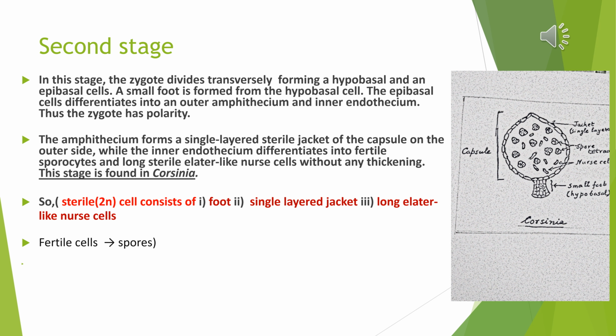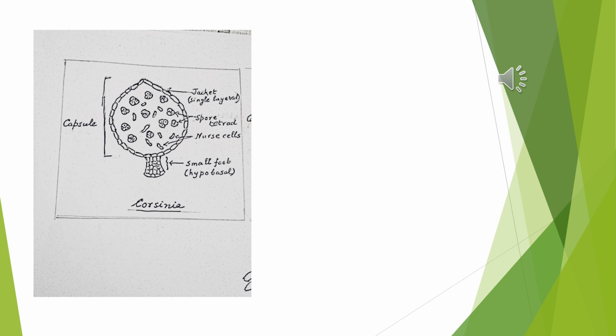Now the diagram of Corsinia. The sporophyte in Corsinia consists of a capsule and a small foot. The capsule has a single layered jacket on the outer side. Within the capsule are spore tetrads and nurse cells. Each spore tetrad gives rise to 4 spores.